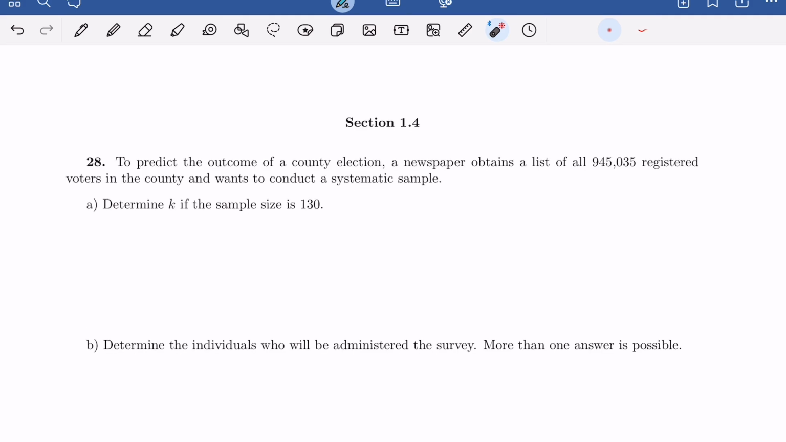Moving on to section 1.4 here, we're going to start with question 28 from our textbook. So to predict the outcome of a county election, a newspaper obtains a list of 945,035 registered voters in the county and wants to conduct a systematic sample. So we're not looking at a simple random sample in this case. This case with a systematic sample, our population is known. And we know that that is this quantity here.